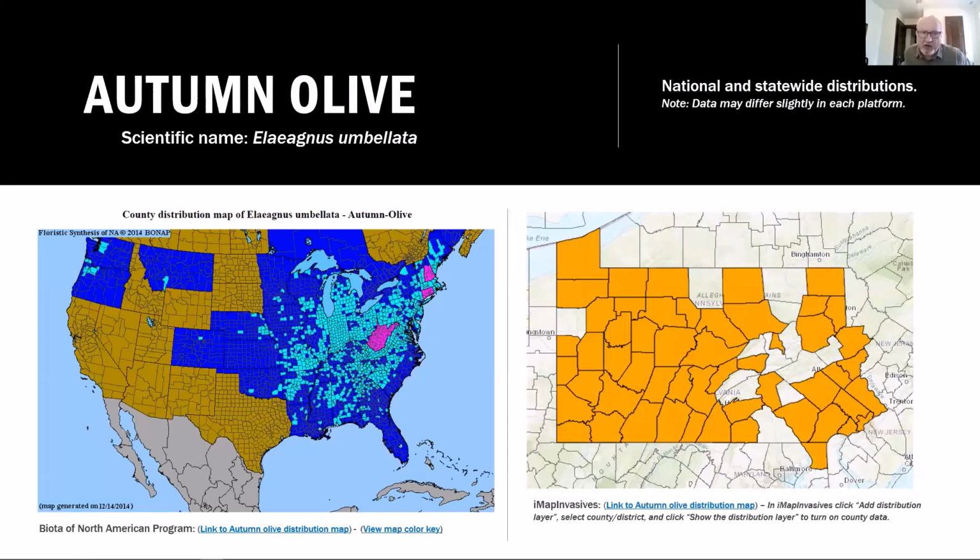So speed it up. Okay, so next we have the same maps for autumn olive, and it's kind of the reverse story. This one started out in the east, and they're starting to get it in the west. Okay, let's move on.